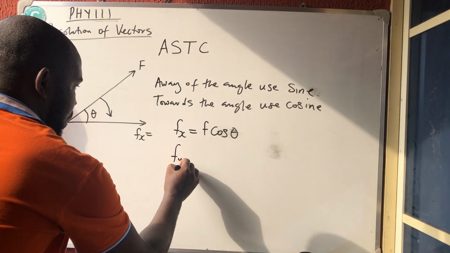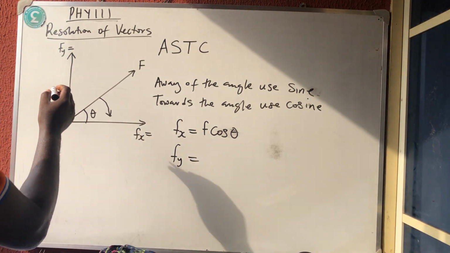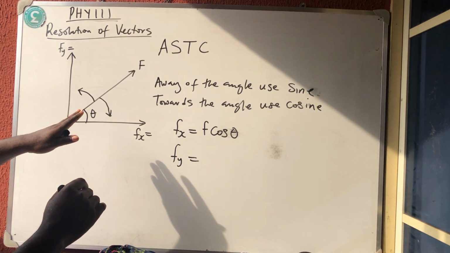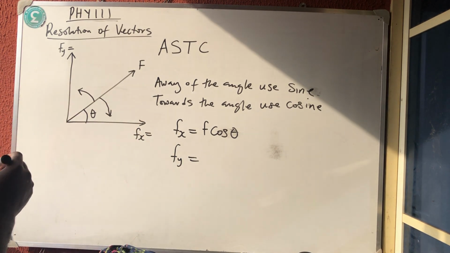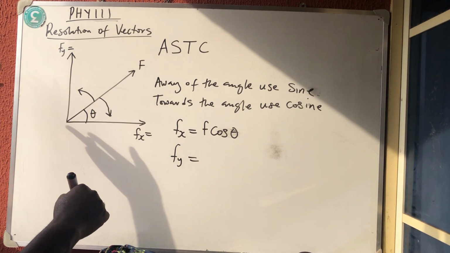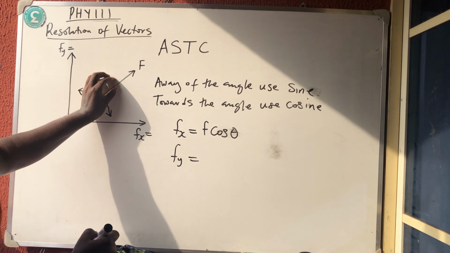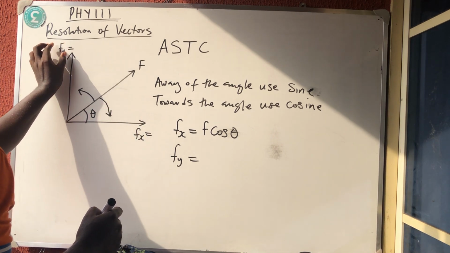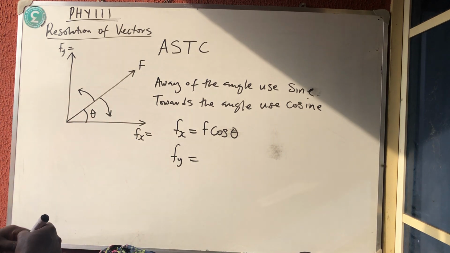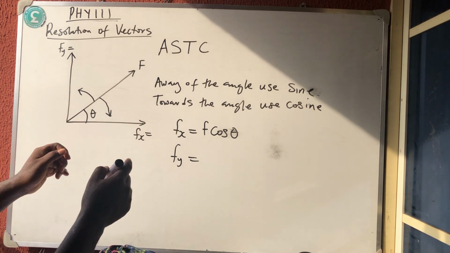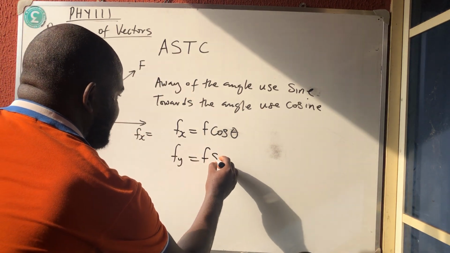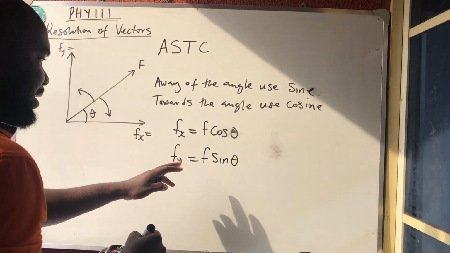If I'm resolving y now, for instance, where is my angle? This is my angle, and I'm resolving to the side of y. Am I going towards the angle or away from the angle? You see, I'm going away from the angle. I'm shifting this F so that it will not enter here. So I am moving it away from the angle. So what am I going to use? I'm going to use sine, because away from the angle, use sine. So I will say F sine theta.